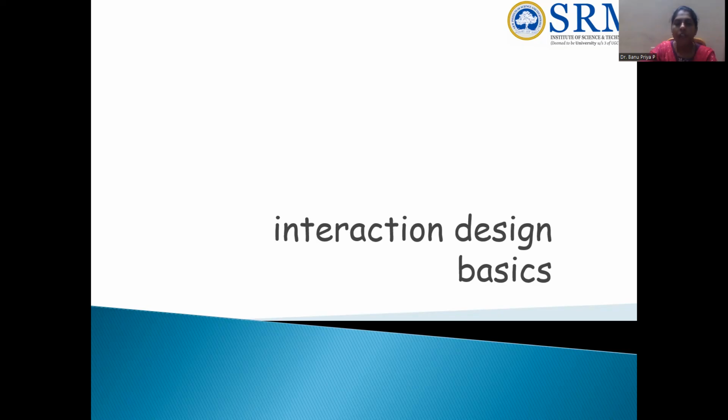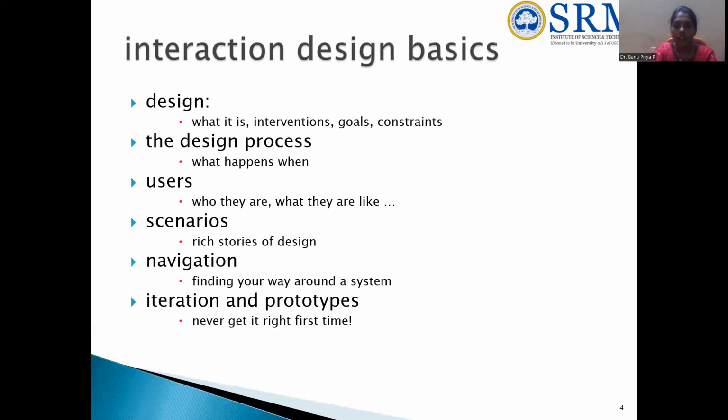Now, we will be seeing the basics of interaction design along with its components under HCI. So, why is interaction design needed? First, we should understand what a design is. Design is nothing but, in order to achieve a goal, understanding the constraints and the interventions for achieving the goal. Then what is the design process?